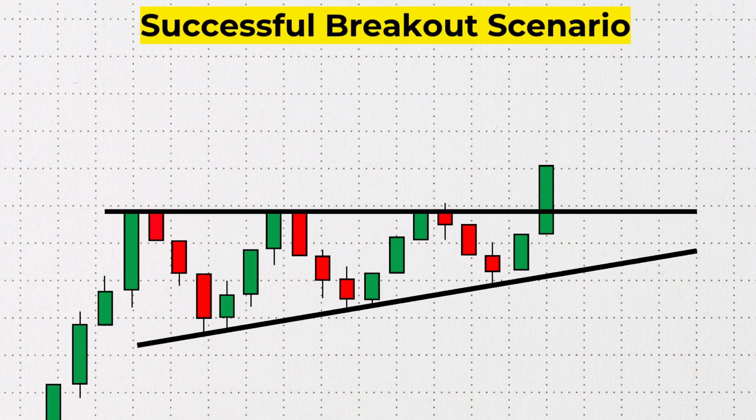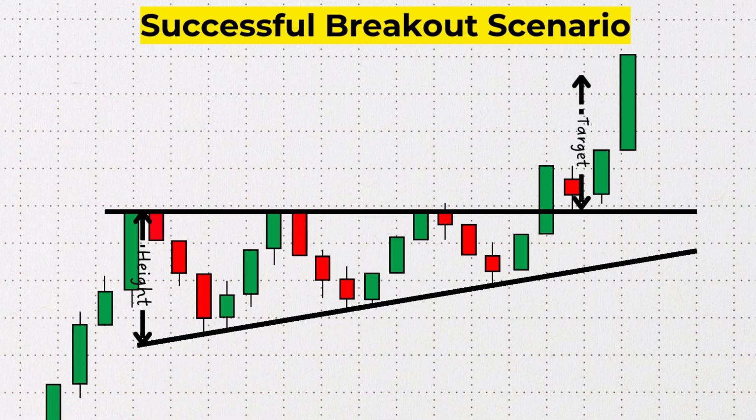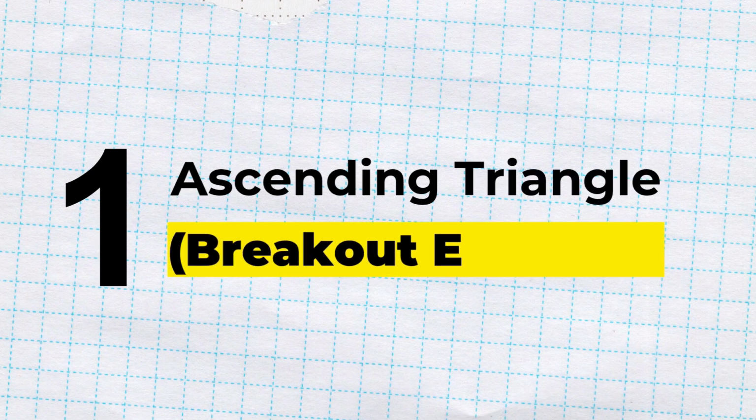As for the projected targets, we measure the height of the triangle at its widest point, from the flat resistance down to the first higher low, and project that same distance upward from the breakout level. Now let's take this to the chart and walk through some real examples.